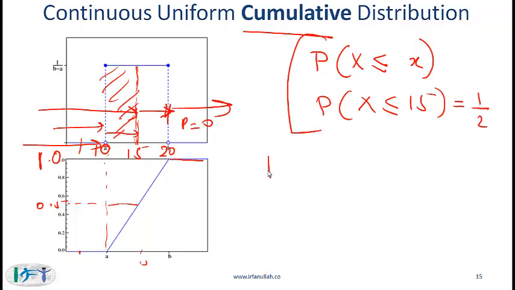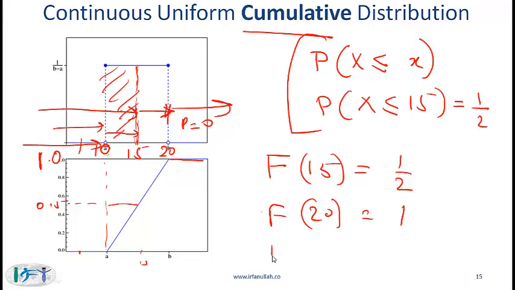Cumulative probability is also expressed using the letter F. So F of 15 in our example is the probability that the random variable is less than or equal to 15, so that is 1 over 2. F of 20 is equal to 1. F of 100, so anything more than 20, would also be equal to 1.